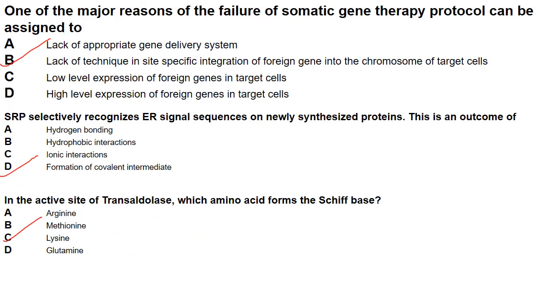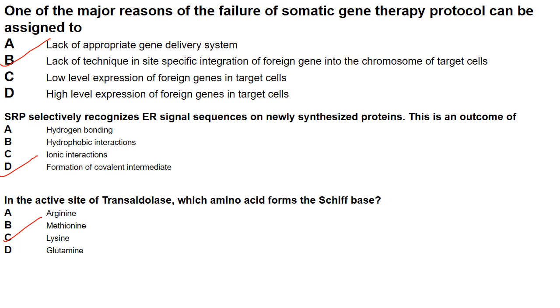One of the major reasons of the failure of somatic gene therapy protocol can be assigned to. So in somatic gene therapy, the therapeutic genes are introduced into the somatic cells or body of a patient. Any modification and effect will be limited to the individual patient only and will not be inherited by the patient's offspring or future generations. So one of the major reasons of the failure of somatic gene therapy protocol can be assigned to lack of technique in site-specific integration of a foreign gene into the chromosome of target cells.